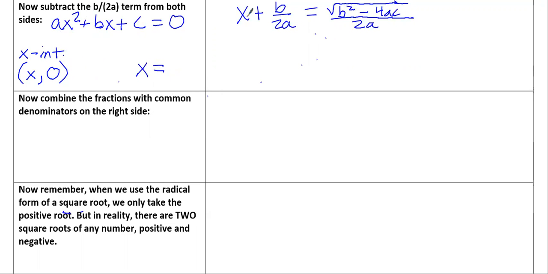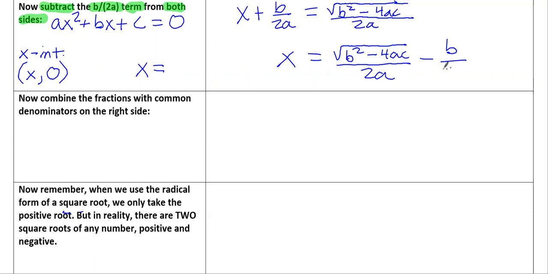So we want x by itself, so it should not be surprising that the next thing we do is subtract the b over 2a term from both sides of the equation using the subtraction property of equality. And I get this: x is equal to the square root of b squared minus 4ac all over 2a, and then we have minus b over 2a.